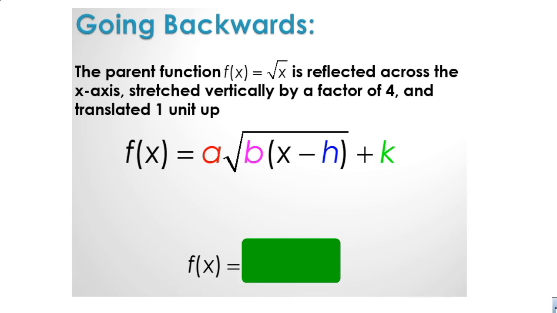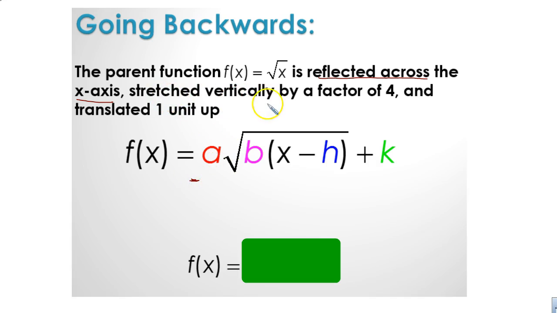All right, going backwards, sometimes we're going to be given some text and we have to plug the right things into the function. So here we have a parent function, f of x equals the square root of x. We know that it's reflected across the x-axis. So if it's x-axis, it's going to be outside. That's a negative a, right? So we know we have a negative a outside.